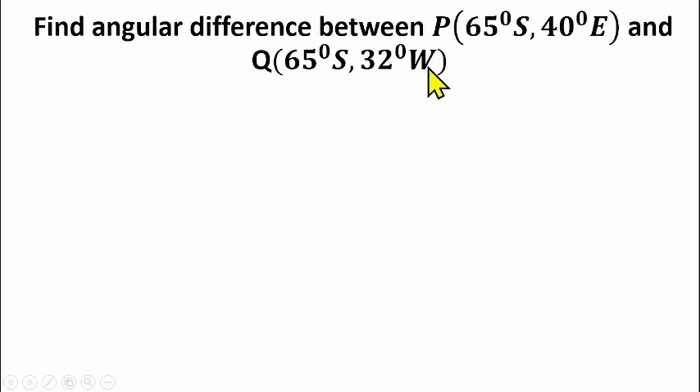And they are also in different hemispheres. This one is in the west, this one is in the east. So that means you add the two angles together to find the angular difference. That means the angular difference will be 72 degrees. 32 plus 40 will give us 72 degrees. Then that is one way.